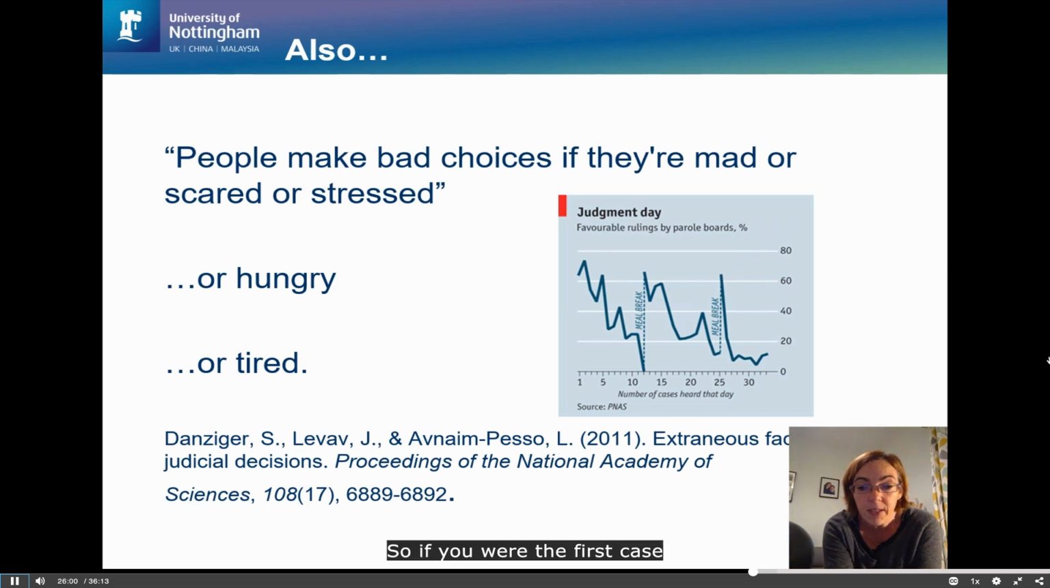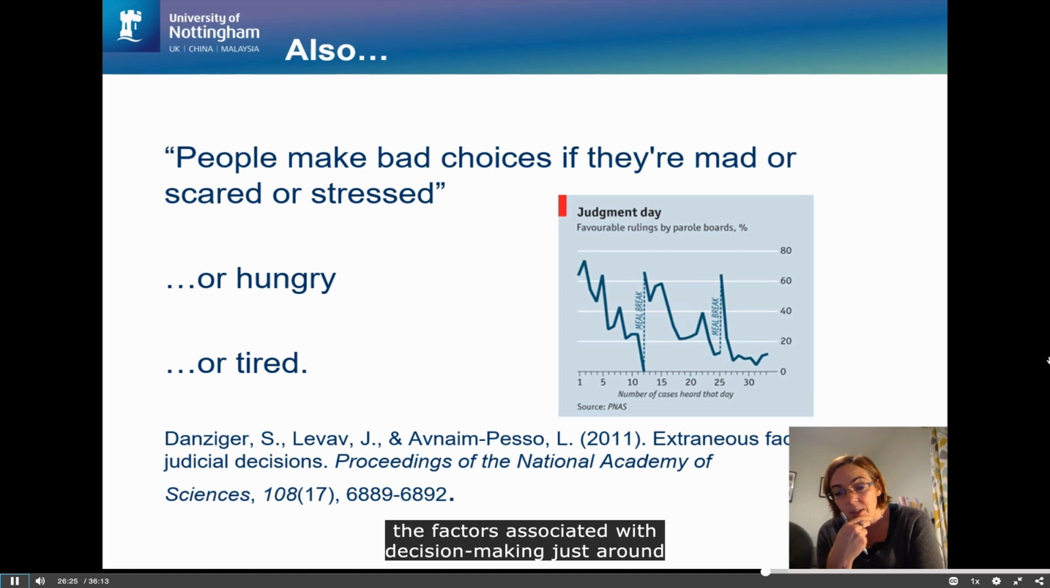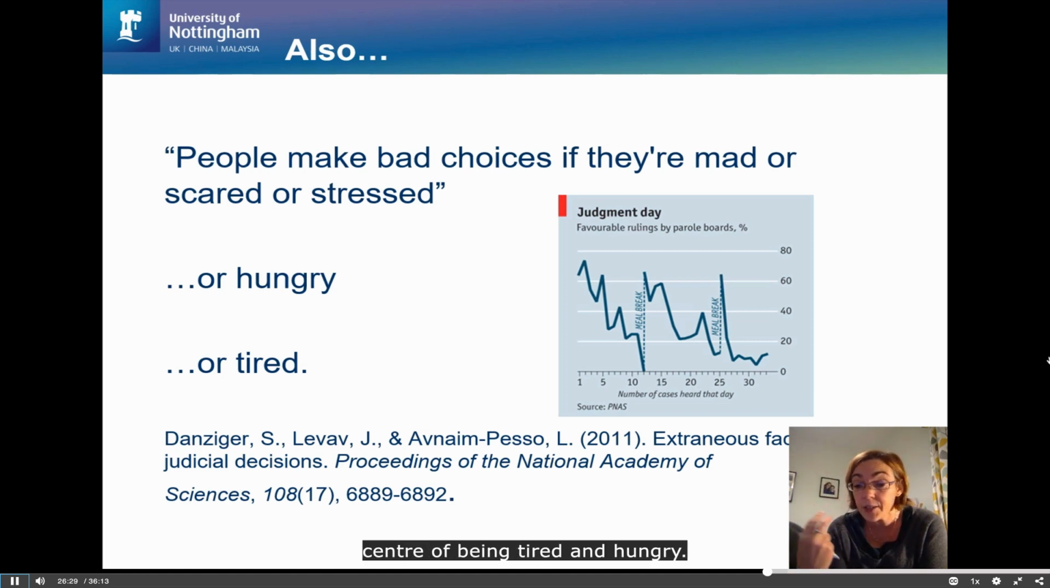So if you were the first case heard or second case heard in the day, you're about sort of 60 or 70% likely to have a favourable ruling. But goodness me, if you're just before a meal break or the parole board are tired or hungry, you're around about sort of 20 to 10% chance. So there's an astonishing impact of the factors associated with decision making just around sort of being tired and hungry.